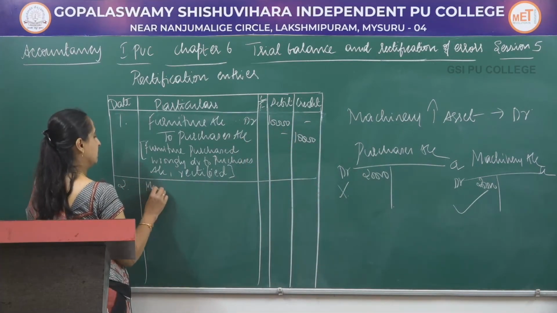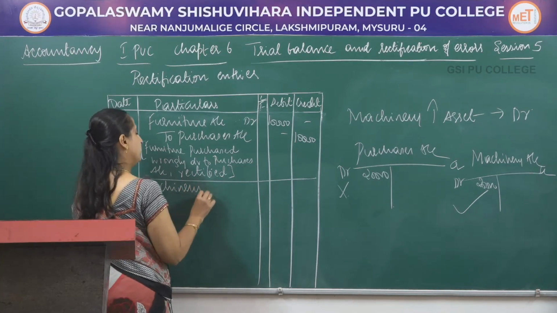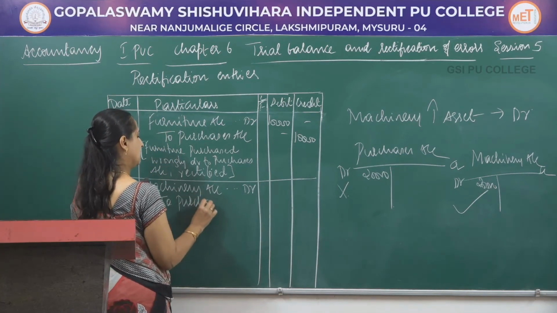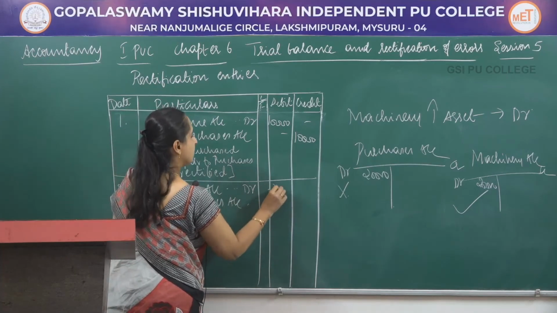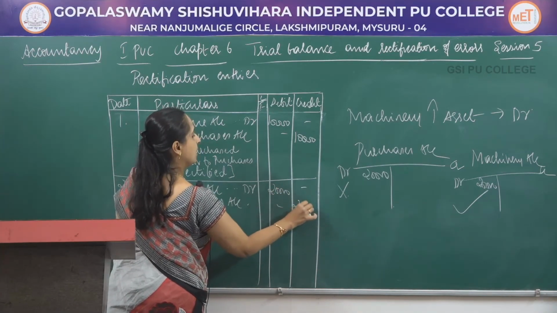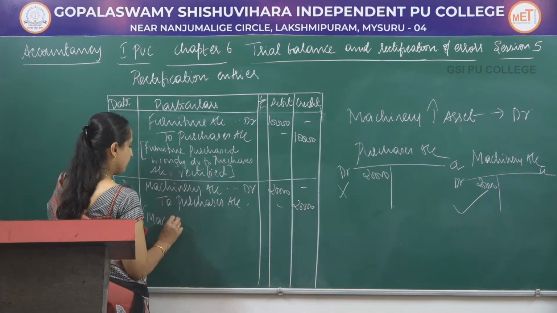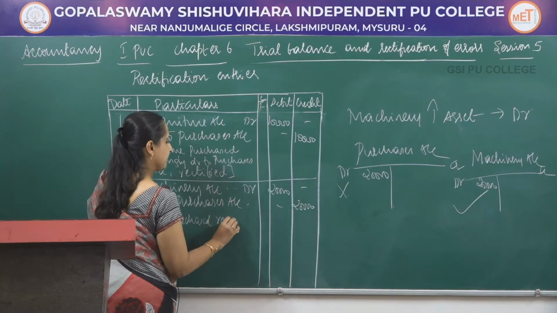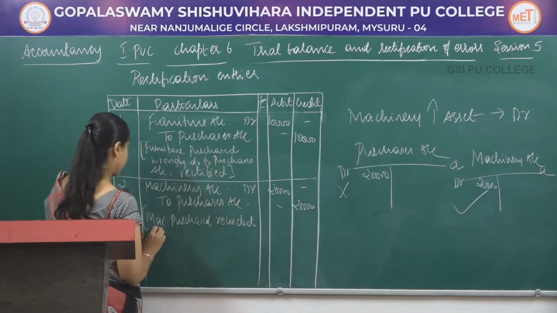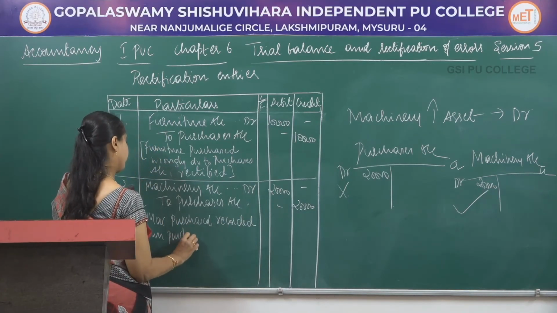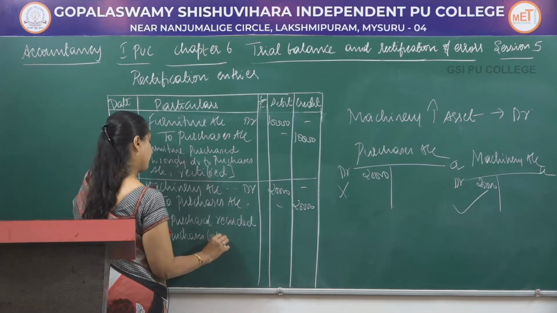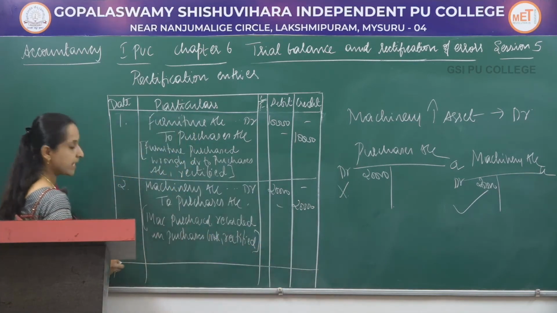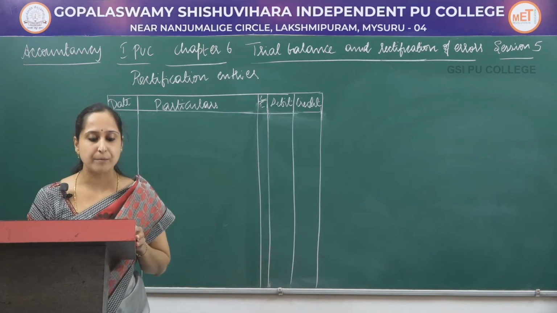Second is machinery account debit to purchases account 20,000. Here machinery purchased, which is recorded in purchases book, rectified. So this is the second transaction. Now let us see the next one.